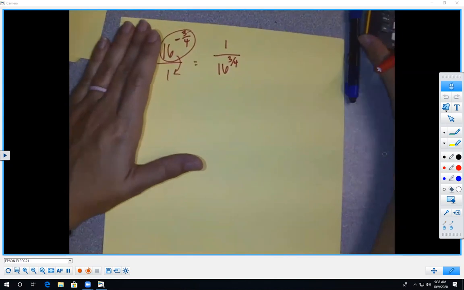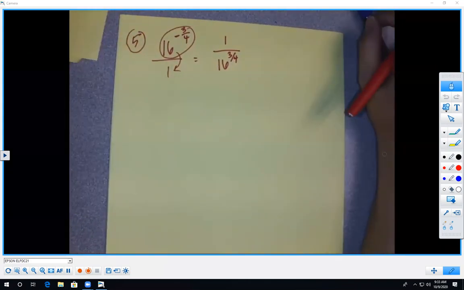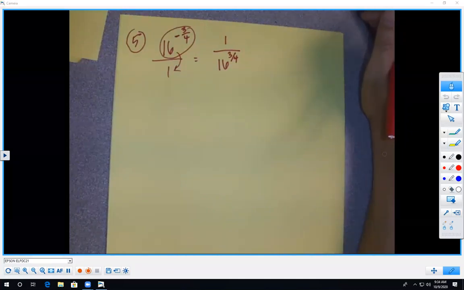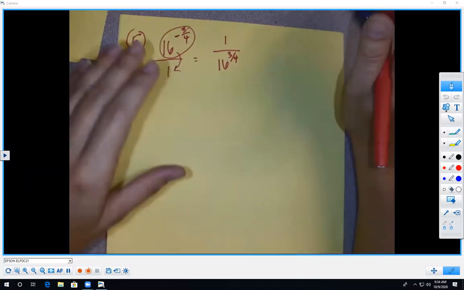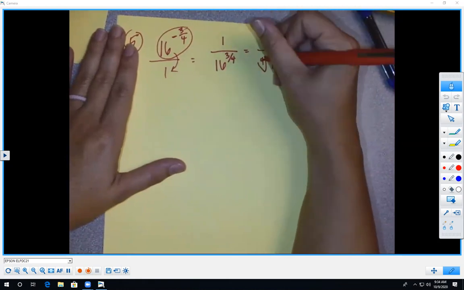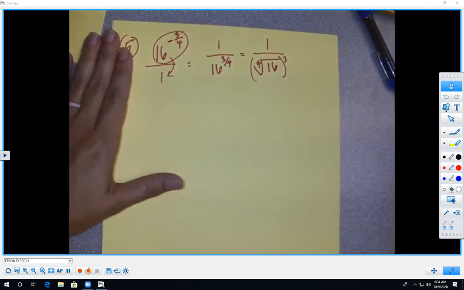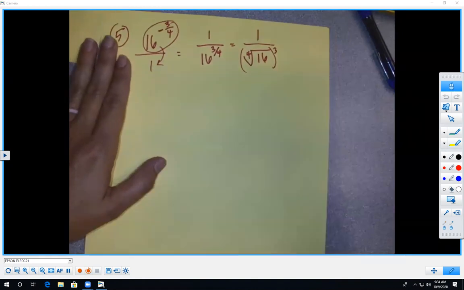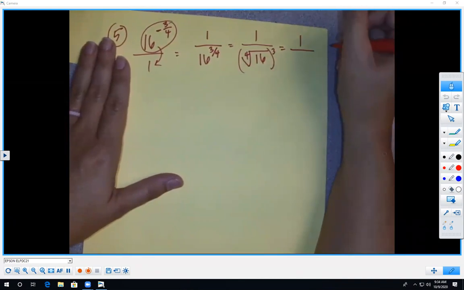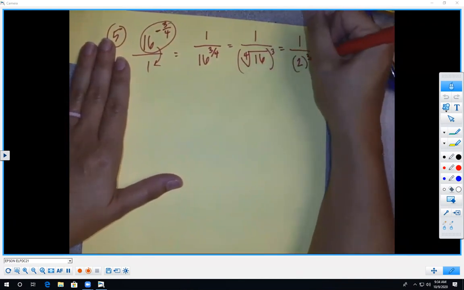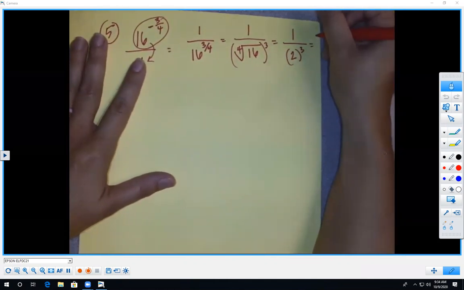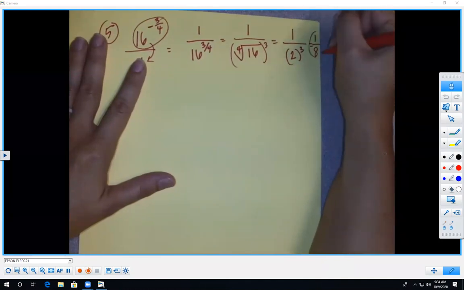And 16 to the 3/4 power, I can write using roots and powers. What's the root here? The 4th root. So it's going to be 1 over the 4th root of 16. And then I'm going to raise that to the 3rd power at the end. What is the 4th root of 16? 2. And then I have to do 2 to the 3rd power. What is 2 to the 3rd power? 8. So my answer is 1 over 8.